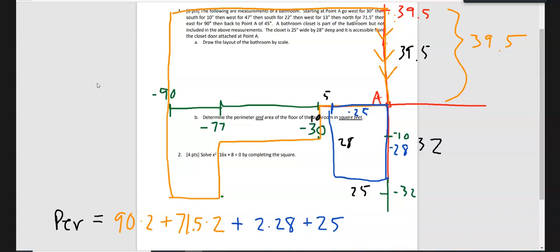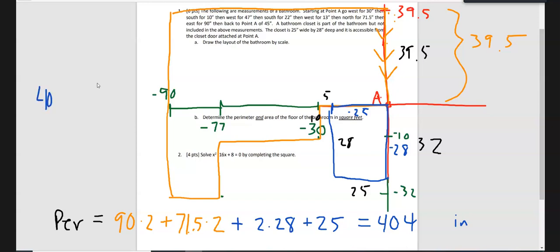Plus 2 times 28 plus 25. I ended up with 404. Now, they want it in square feet. This is in square inches. So we have to multiply that by 12? No, wait a sec. This isn't square inches. This is just plain old inches because this isn't area. This is perimeter. So we would have to change that by dividing by 12, yes.